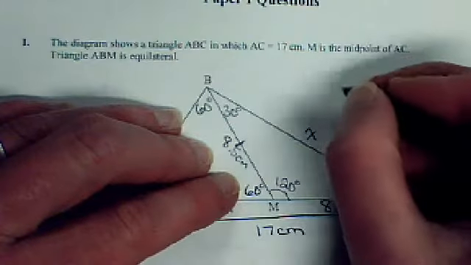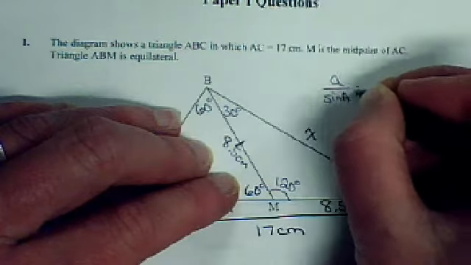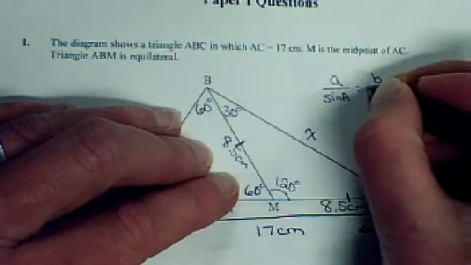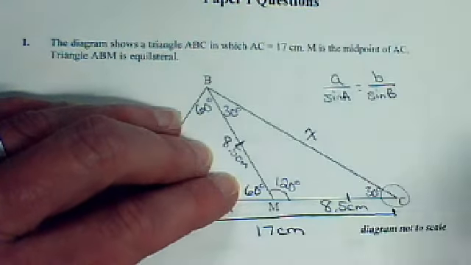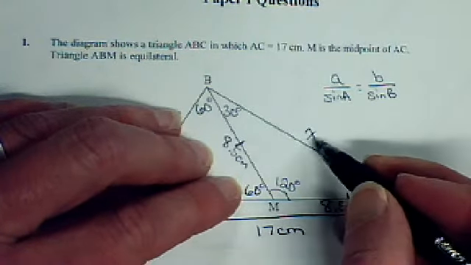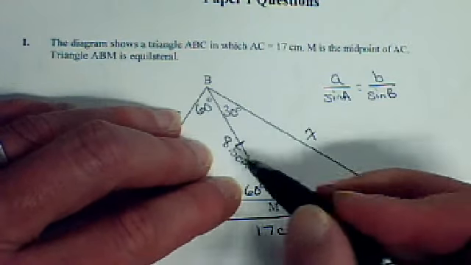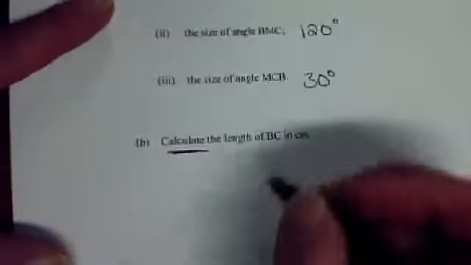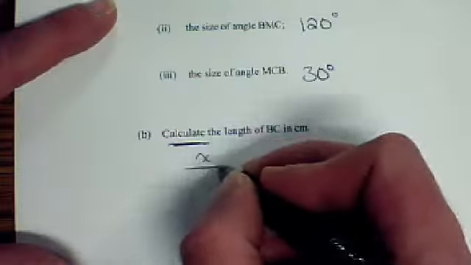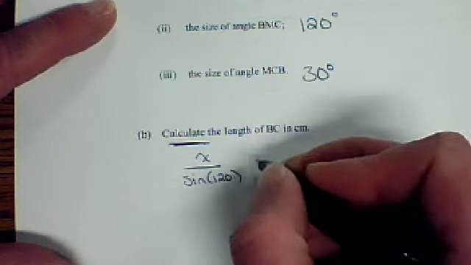Sine rule says if I take a side over the sine of the angle across from it, that is equal to the side length over the sine of the angle across from that side. So I could do X over sine of 120 equals 8.5 over the sine of 30. That would be one approach to this problem. It's probably the easiest and the most straightforward as well.